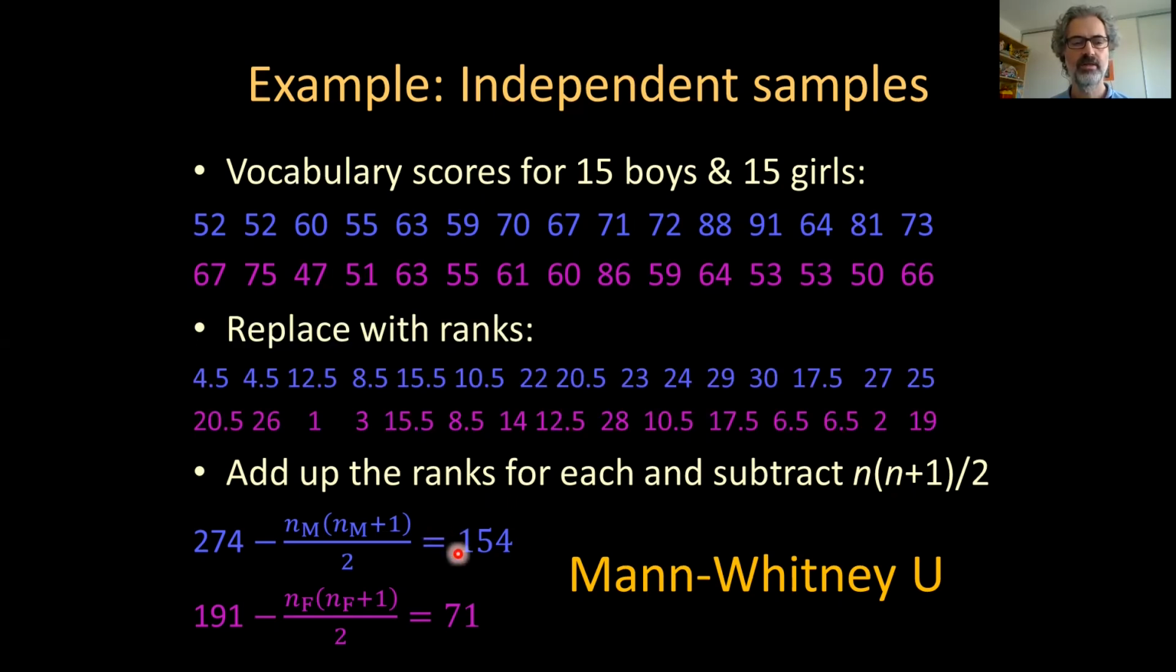154 is therefore the number of times a boy value exceeds a girl value, and 71 is the number of times a girl value exceeds a boy value. And these are both corrected for equalities. And now you understand why these two numbers are related. And you can derive one from the other because they cannot be independent. If a value is not exceeded or equal, then it must be greater. So it doesn't matter which one of the two you compute.